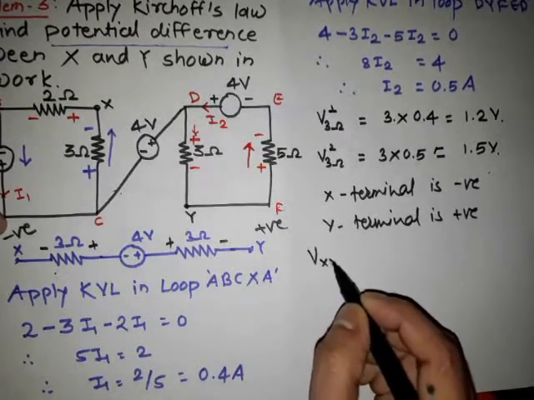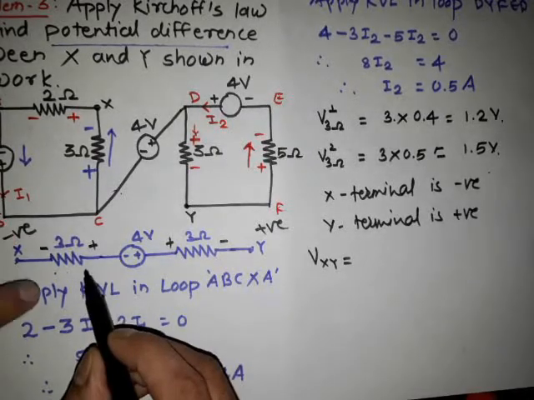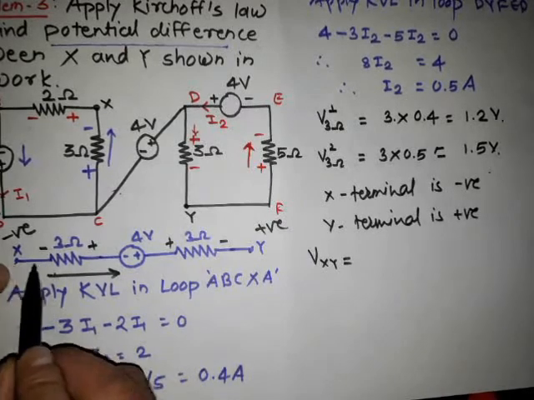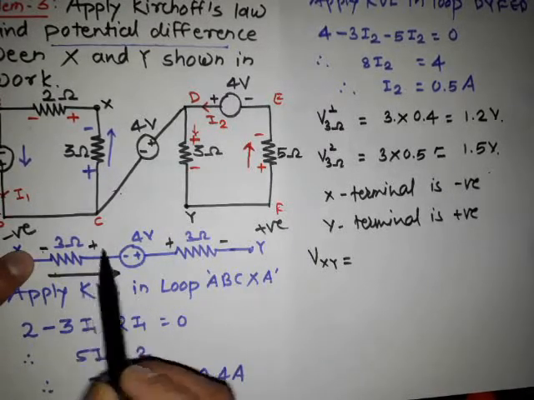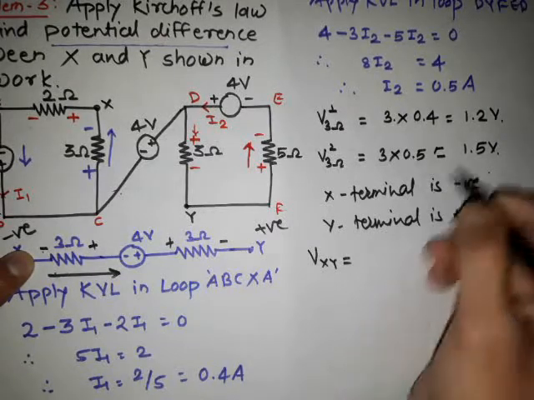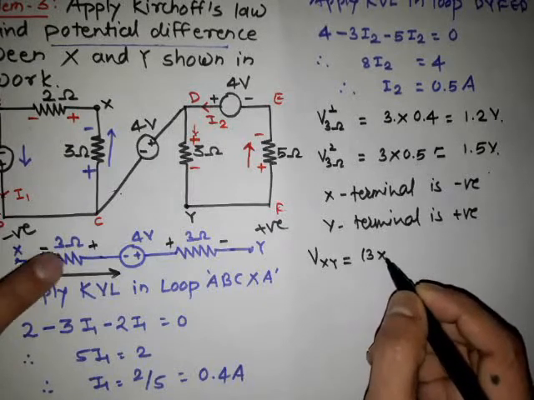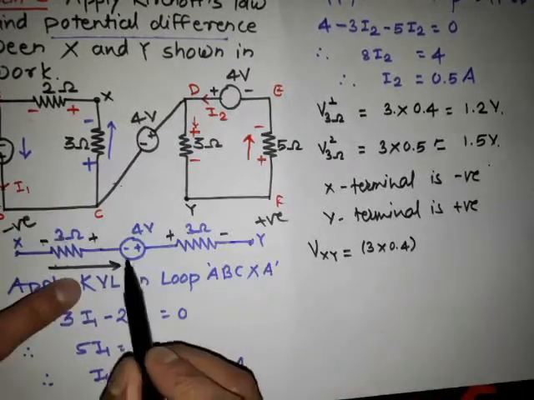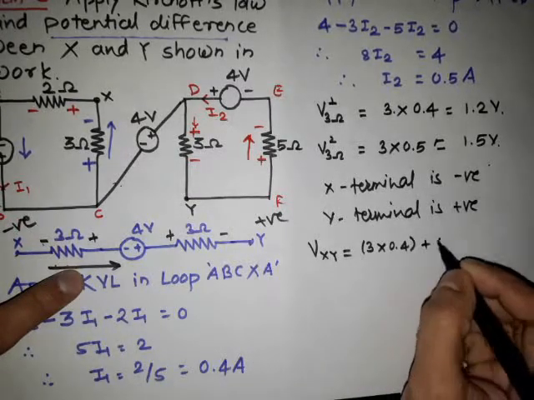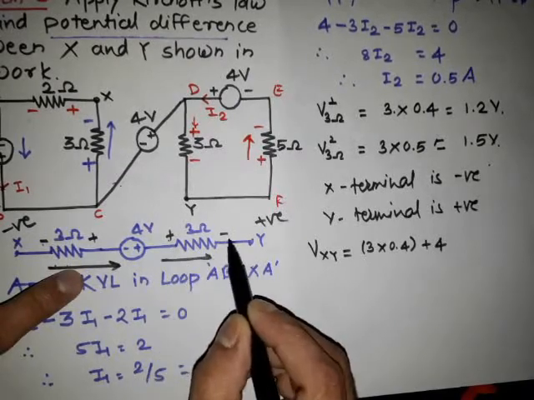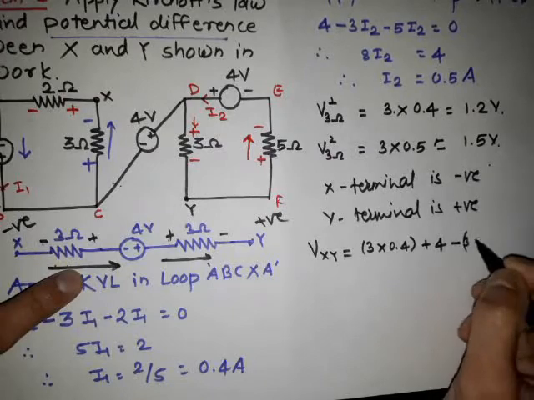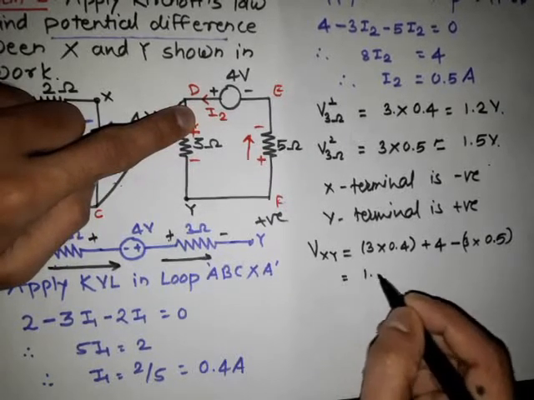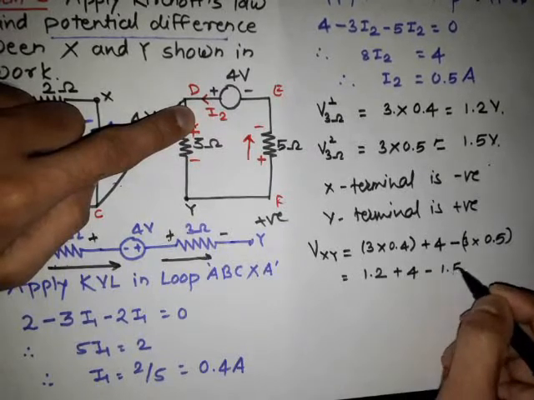So therefore the voltage across X, Y is equal to the voltage across the 3 ohm resistor, or simply I am considering one direction for finding it. I am going from X to Y, minus to plus, therefore it is plus. So plus voltage, it is 1.2 volt, or simply 3 into the current flowing through the 3 ohm resistor, I1, which is 0.4. And here we are also going from negative to positive, therefore it is plus 4, and here we are going plus to minus, therefore it is minus 3 into the current flowing through the 3 ohm resistor, I2, which is 0.5, which is equal to 1.2 plus 4 minus 1.5.